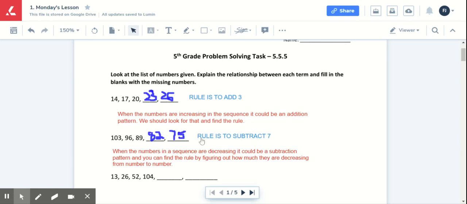Now, if our rule is to subtract 7, our next two numbers in the sequence are going to be 82 and 75. When the numbers in a sequence are decreasing, it could be a subtraction pattern, and you can find the rule by figuring out how much they are decreasing from number to number. I want you to pause the video and write this down in your notes.